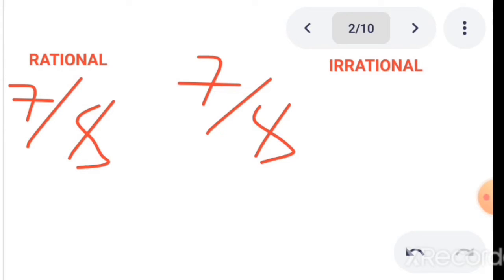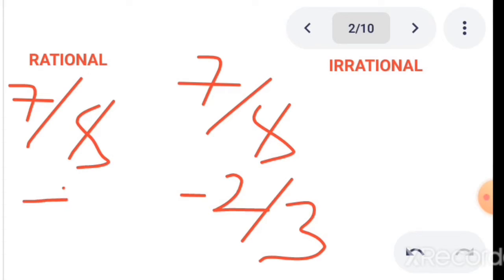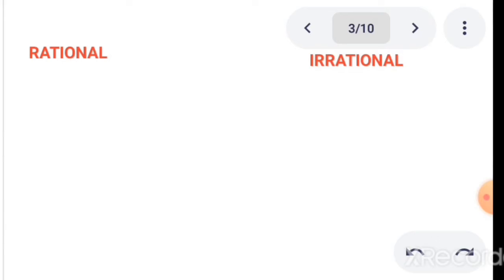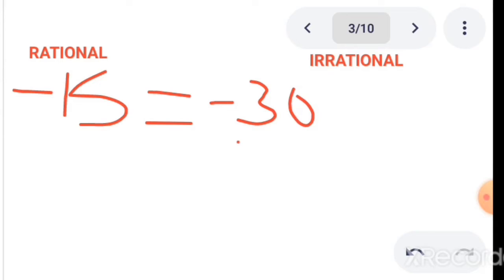What if we had a number like minus 2 over 3? Minus 2 is an integer, 3 is also an integer, and they are expressed as a ratio of each other. Therefore, minus 2 over 3 is a rational number. What if we had just minus 15? Can it be expressed as a ratio of two integers? Yes, we can have minus 30 over 2, which will give us minus 15. This makes minus 15 a rational number.